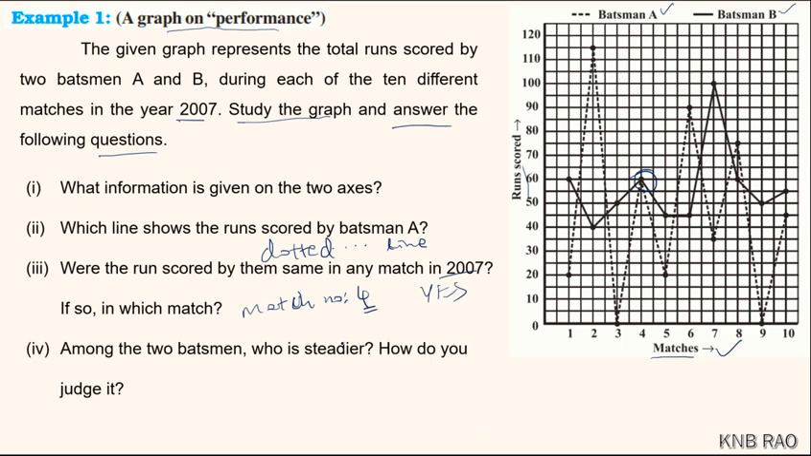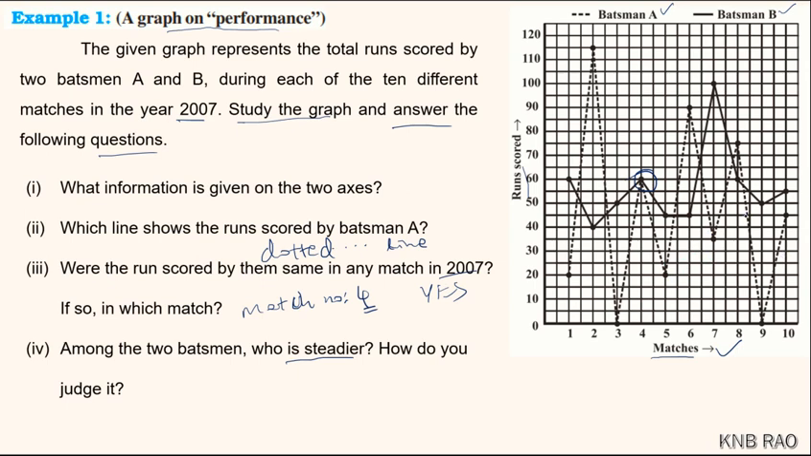Among the two batsmen, who's steadier? Means consistent player, promising player. If you see, batsman A has scored 105 runs, whereas the rest of the times it is very low: 3 runs, 0 runs, 20 runs, 20 runs. It is very fluctuating. Correct?